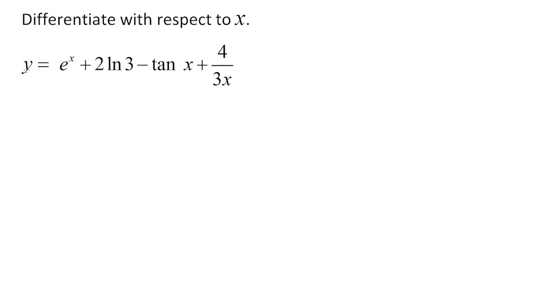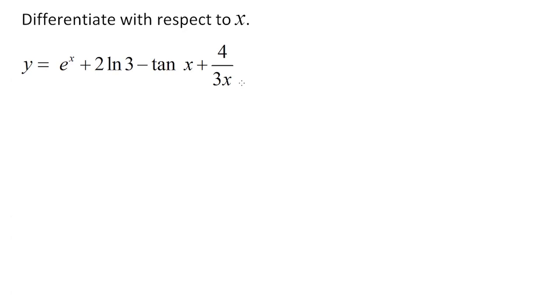Differentiate with respect to x. y is equal to e^x plus 2 ln 3 minus 10x plus 4 over 3x. Always remember, each term must be in standard form. e^x, formula number 12, it's alright. 2 ln 3, there's no x, obviously regarded as a constant. 10x, formula number 16, it's fine. 4 over, whoa. No variable part of the denominator.